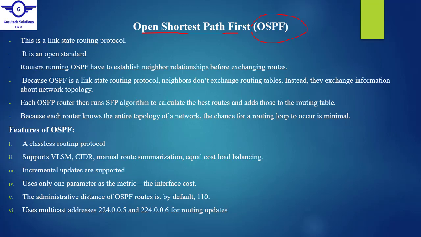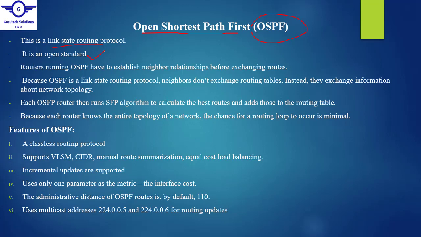OSPF basically stands for Open Shortest Path First. This is a dynamic and a link state routing protocol, and this is the most widely used routing protocol encountered. It's a link state routing protocol, and it's open standard. Open standard basically means it can be used with all the products, be it Cisco products, Huawei products, HP products, Juniper products, and so on and so forth.